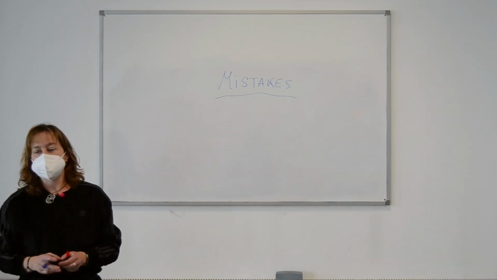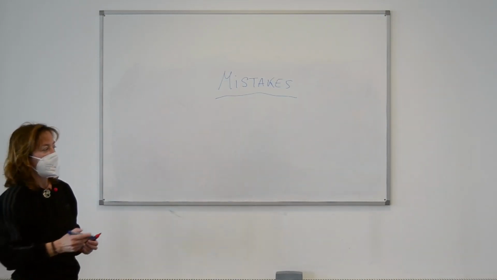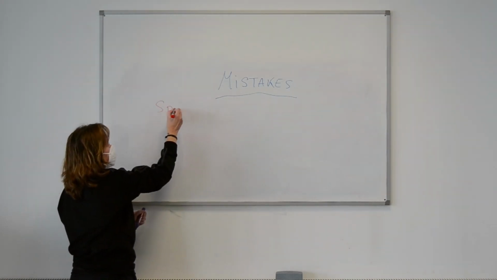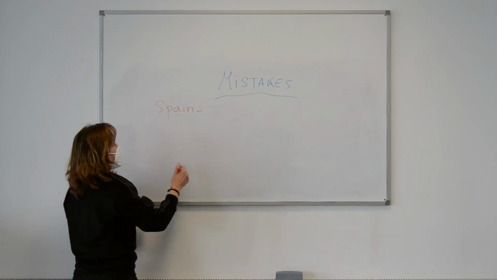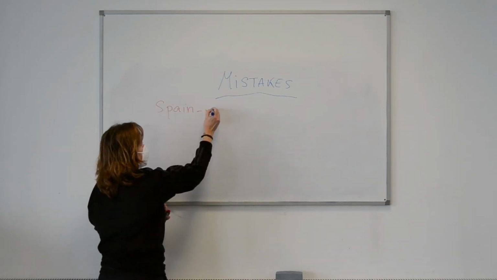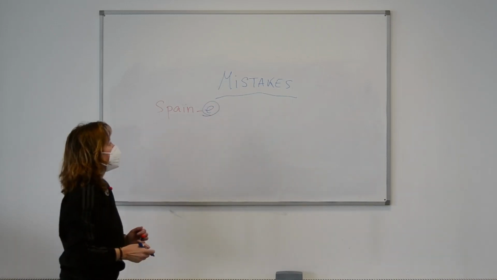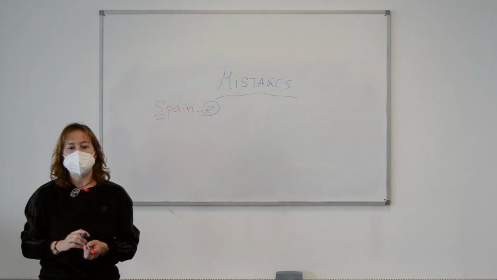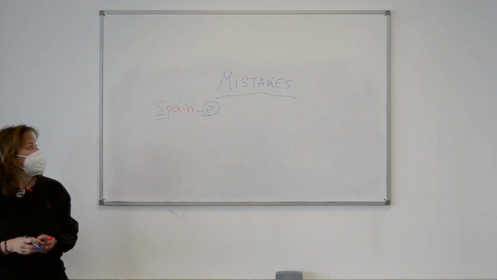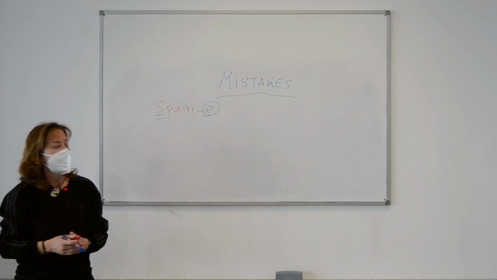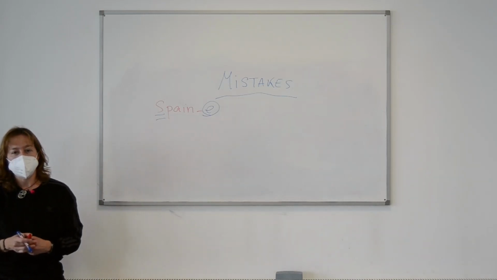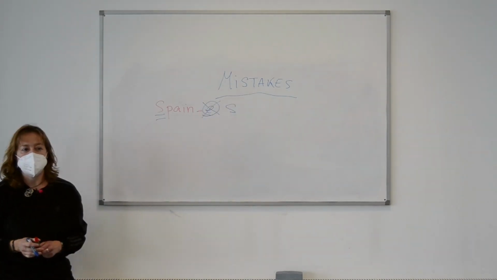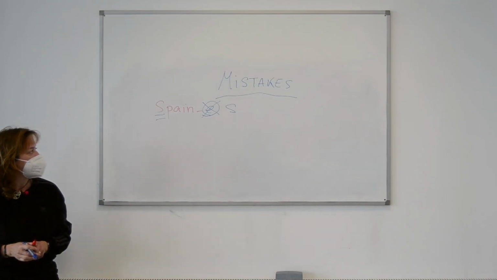For example, mistakes related to pronunciation are this one. The tendency is that Spanish people pronounce an E at the beginning of this word. We say Spain with an E, but it is an S, not an E. The tendency is that we say E at the beginning of a word that starts with an S, but we should pay attention to this. E is not possible, it's an S. It's what is called liquid S, okay?